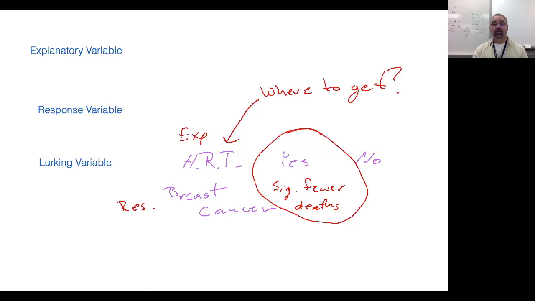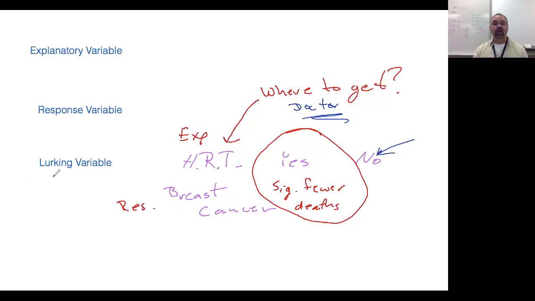Right? Well, if you said you get them from the doctor's office, you're correct. So the women who were getting hormone replacement therapy, guess what? They were also regularly seeing their doctor. The women who were over here that were not getting hormone replacement therapy, are they under the regular care of a physician? Maybe, but maybe they're not. But the women who were getting hormone replacement therapy were definitely under the care of their doctor.